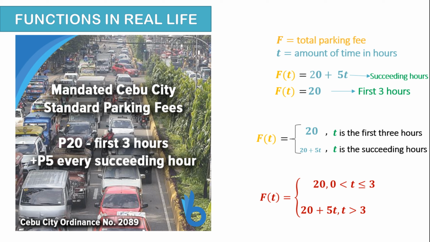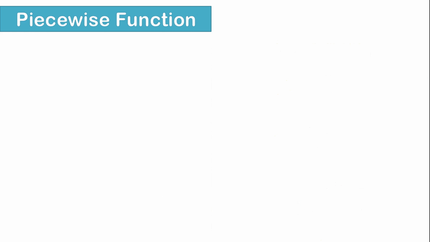So the function of t is equal to 20 whenever t is less than or equal to 3 but greater than 0, and 20 plus 5t when the time is greater than 3. So what is this kind of function anyway? A while ago, the function that we had for Jamie was a linear function, which is really easy. But this one here is what we call a piecewise function.